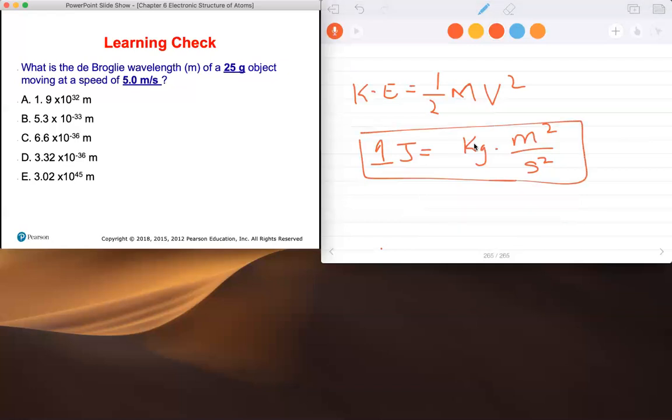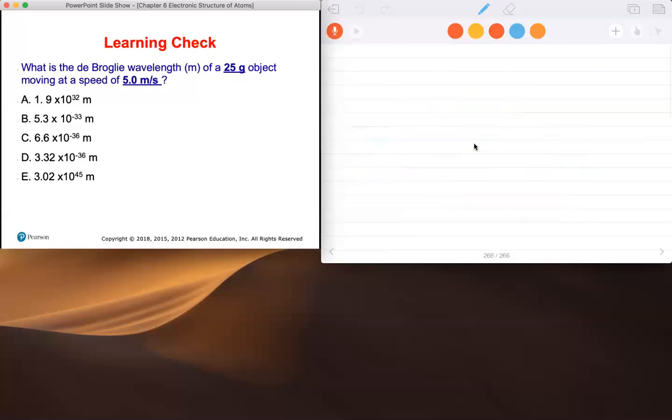Now, going back to what we talked about in terms of de Broglie wavelength, this is Planck's constant, this is the mass in kg, and this is the velocity in meters per second. Let me reconcile the units. The top part is in joules times seconds, remember that's the unit for Planck's constant, over the mass in kg times the velocity or speed in meters per second.